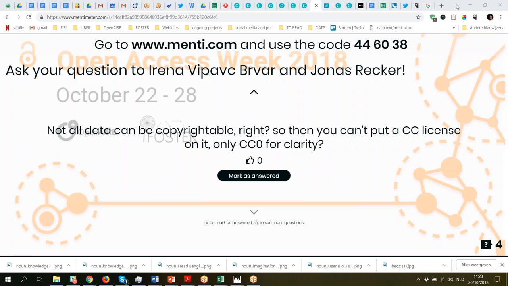Well, it's true that not all data can be copyrighted. Roughly the rule is that the more work and thinking and individuality you put into creating and processing the data, the more likely it is that it can be copyrighted. But for example, if you just have a database of temperature measures that came right out of a sensor, and you're taking it the way the measurement instrument gave it to you, then it would probably not be copyrighted. The thing is, you could still put a CC license on it, but users would not have to comply with the license. That's one thing.